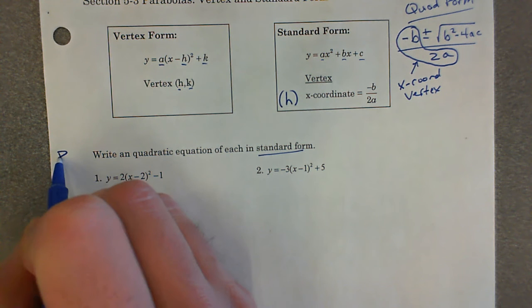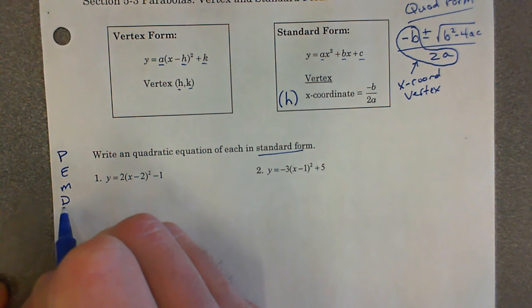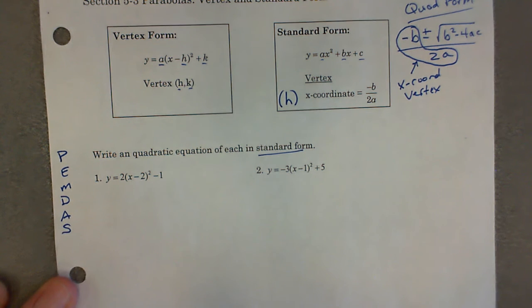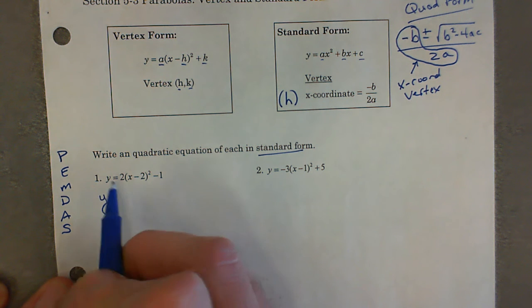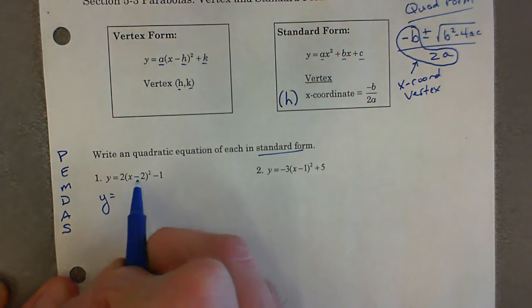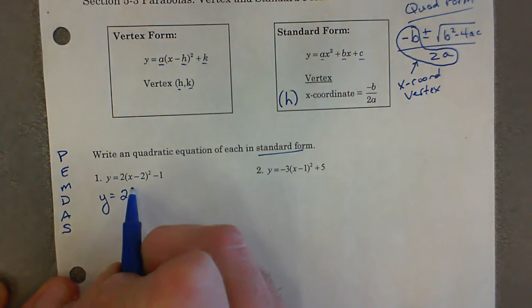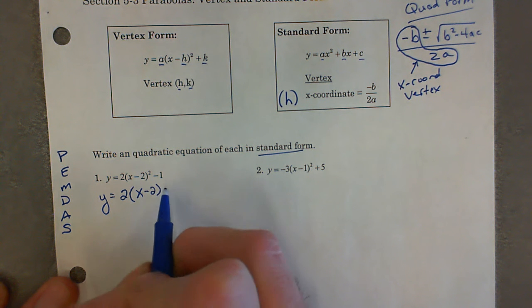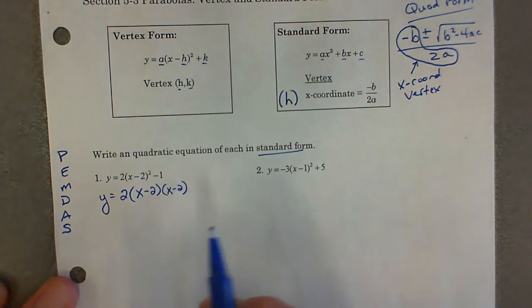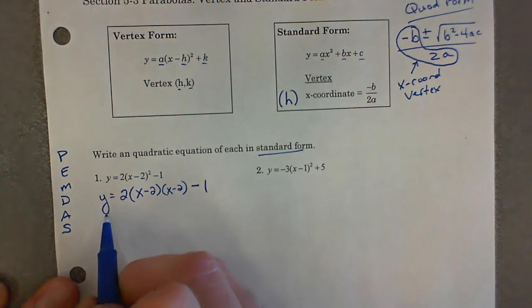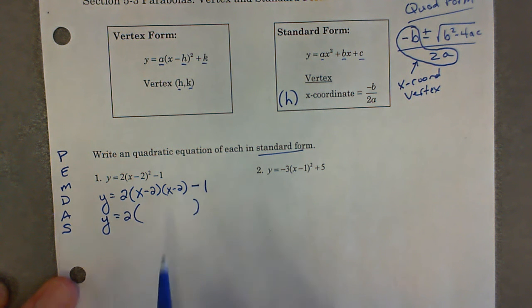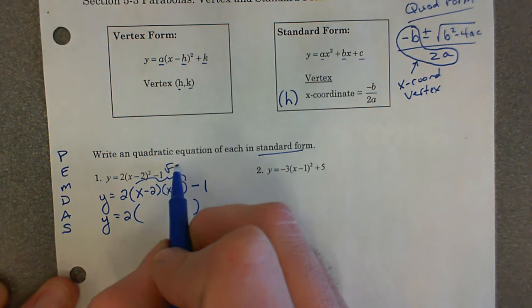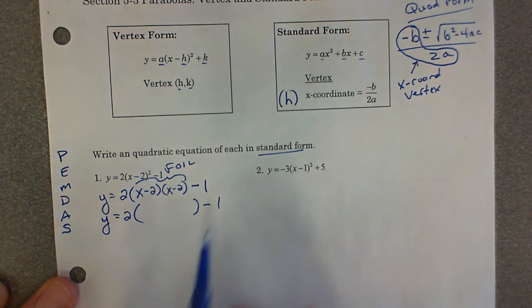So we're going to use Please Excuse My Dear Aunt Sally to multiply this out. We're going to do parentheses first, and the exponent. Well, we can't subtract 2 from x, but we can square that. So this is 2 times x minus 2 times x minus 2, squaring is multiplying it by itself, minus 1. So now we need to multiply next. So y equals 2 times whatever we get when we FOIL that. This here, we need to FOIL. And we have a minus 1 at the end.